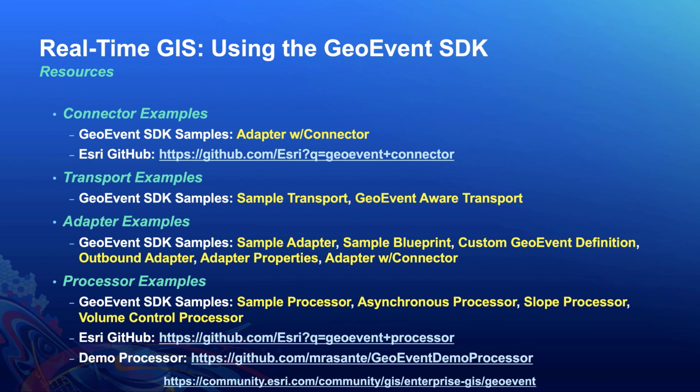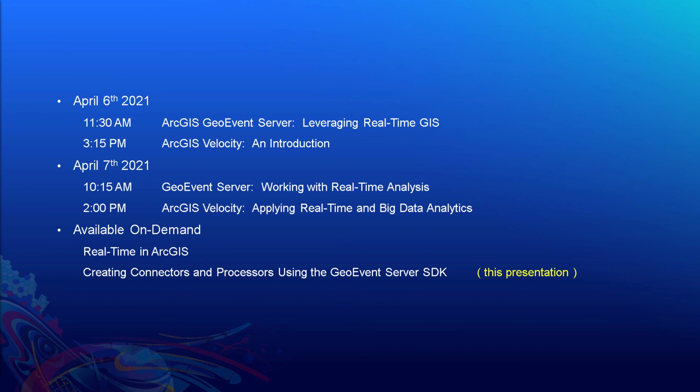Here are a list of resources to help you get started. There are a number of examples provided with the SDK showing sample transports, adapters, and processors. In addition, you can find some examples on GitHub. We encourage you to listen to the various other GeoEvent and Velocity sessions, as it will provide you with further information about how to leverage our real-time products.